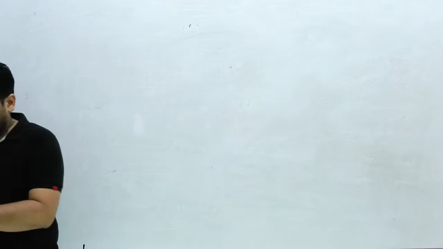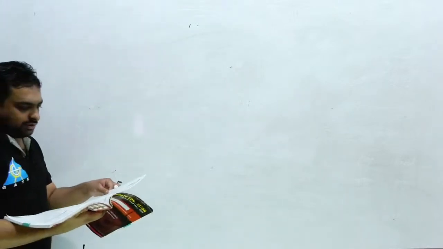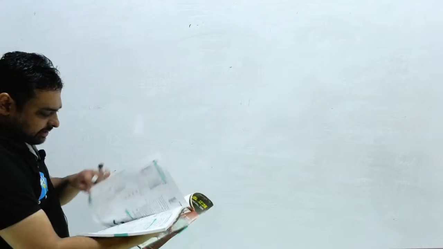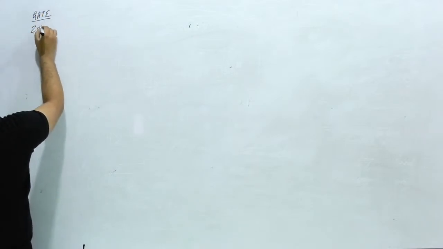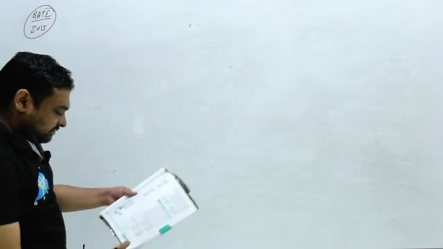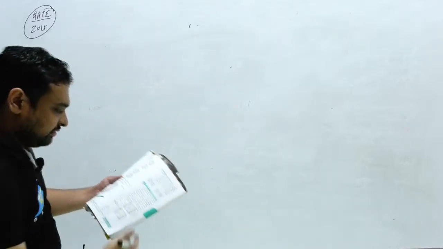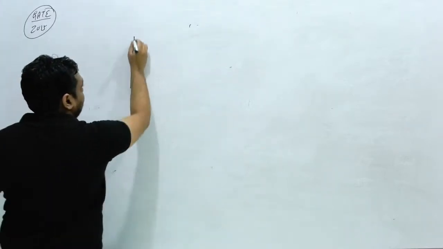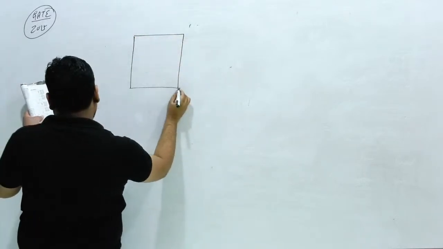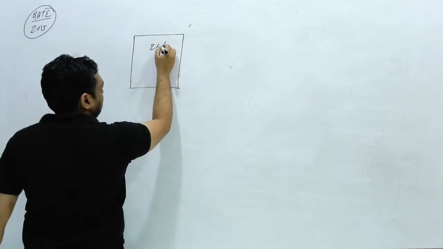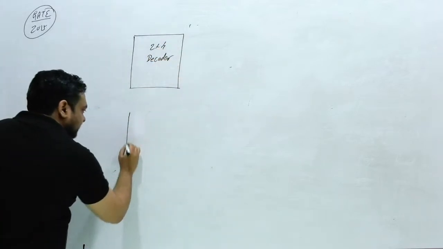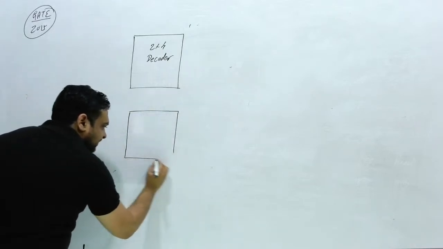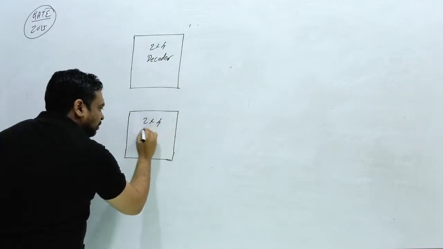Okay, from GATE, one more very good level of question. Again I am going to consider one good question from GATE 2015. Just note down. Here two multiplexers, sorry, two decoders are given. 2 cross 4 decoder. One more decoder is given like this. This is again a 2 cross 4 decoder.